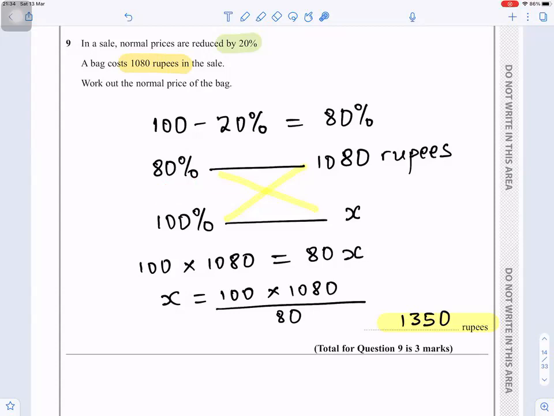But what I've done here is 80 is 1,080, 100 is x, and then I cross multiply. So 100 times 1,080 should equal 80 times x. Now, with 80 times x, you divide by 80 to get x on its own, and that'll give you 1,350 rupees. That's the normal price of the bag before they reduced it by 20%.